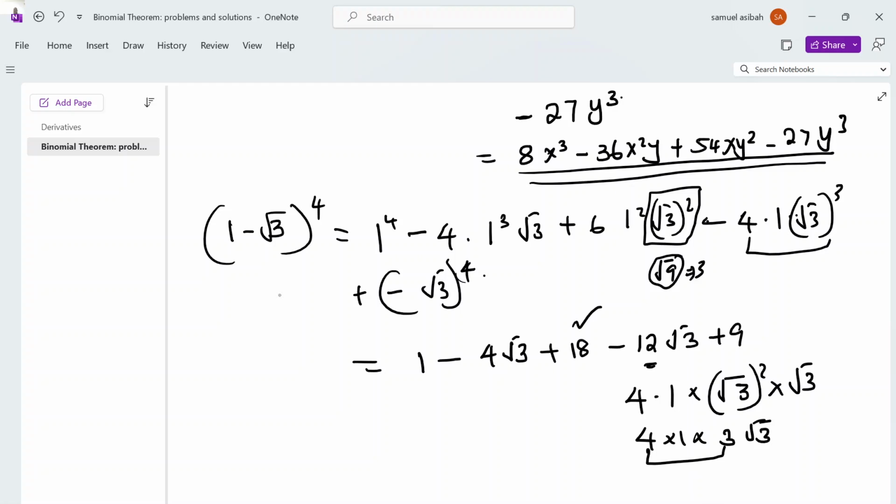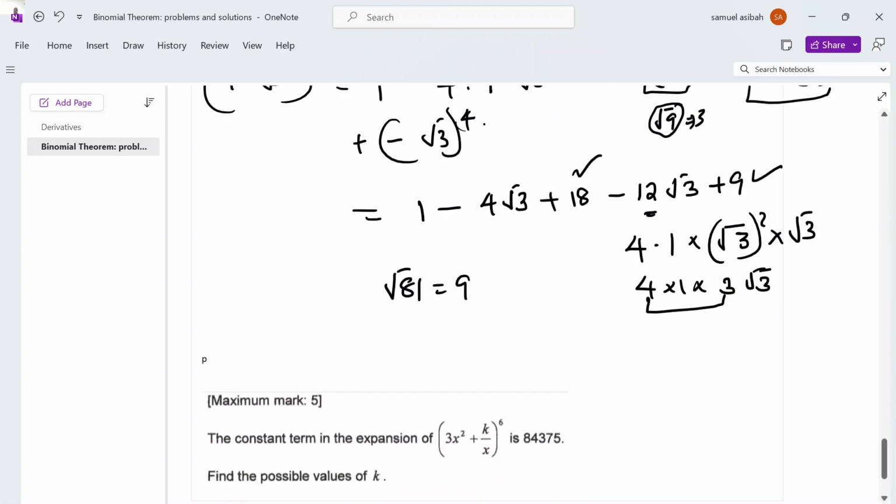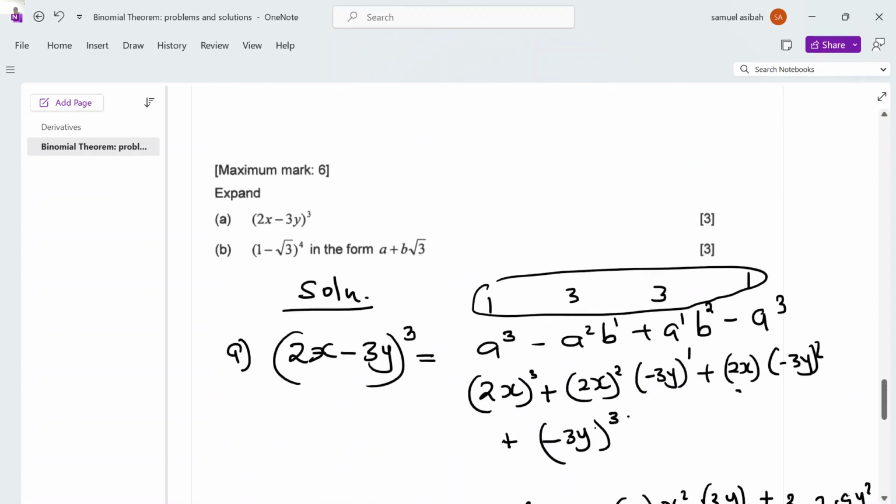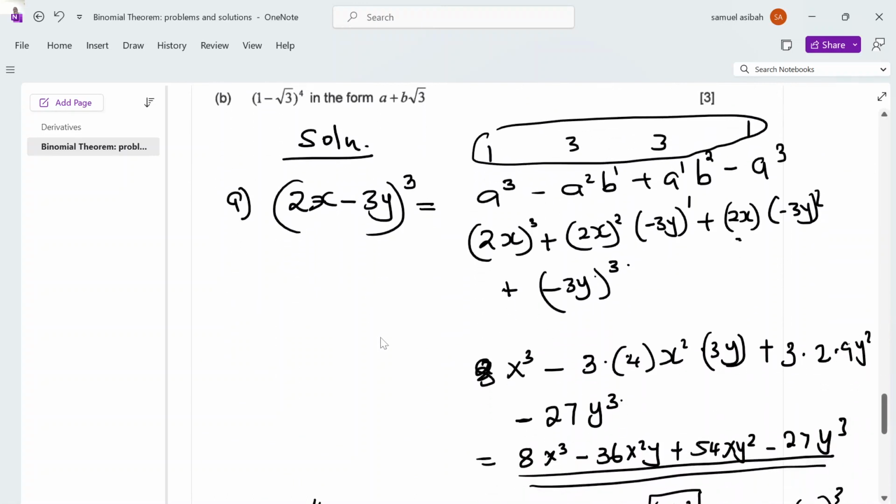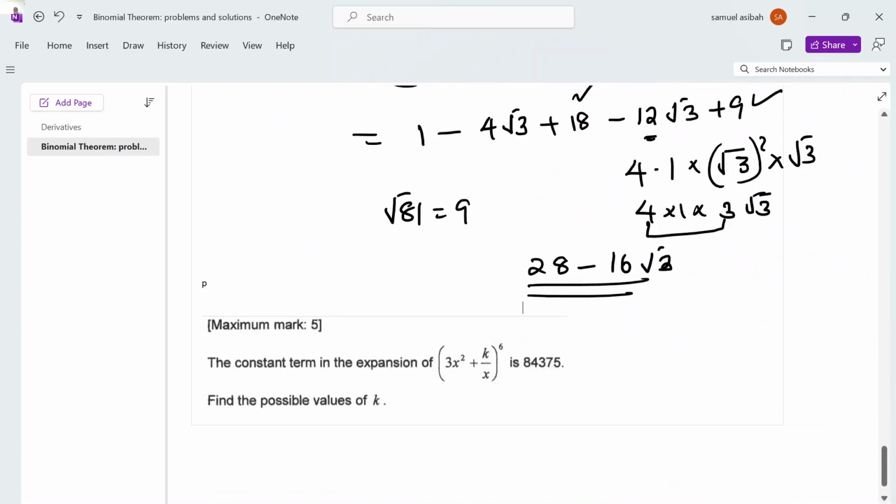And then when you multiply this one by 4, it is the same as root 81, which gives you square root of 9. Then finally, you will express your solution as 28 minus 16 root 3. That is how you should do it, that is question B. So you need to do more practice in terms of radicals.